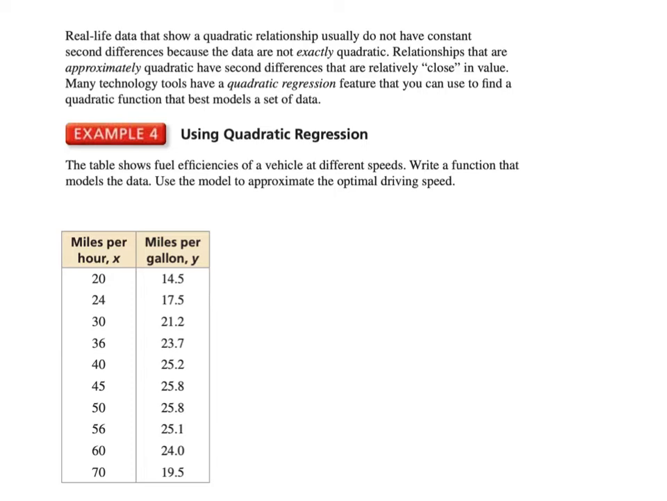The table shows fuel efficiencies of a vehicle at different speeds. Write a function that models the data. Use the model to approximate the optimal driving speed.